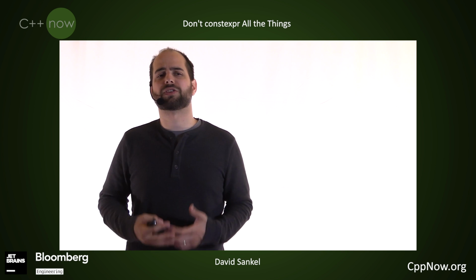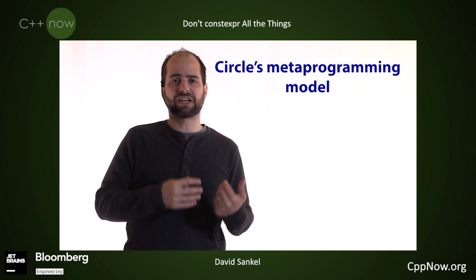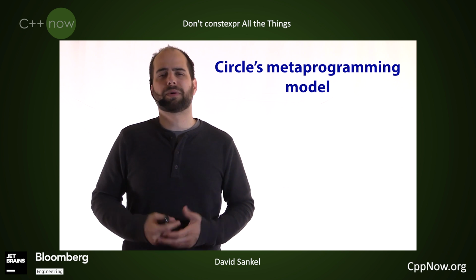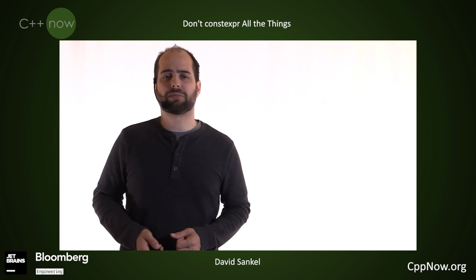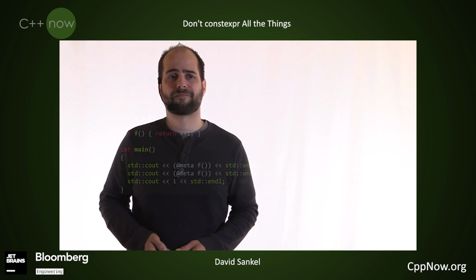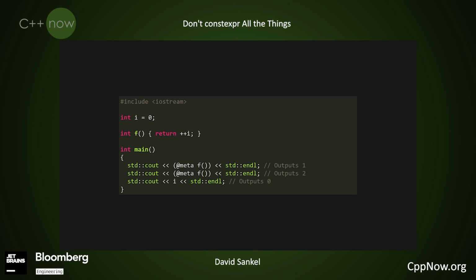Let's take a look at the Circle metaprogramming model. We have an idea of what its capabilities are, but how is this model under the hood? What's really happening here? We'll use some examples to get us to an understanding of that. In this example, start by looking at int i equals 0. This is just a plain global int. Okay, we don't want to do globals. I mean, globals are bad, but it'll help us understand how this works under the hood.